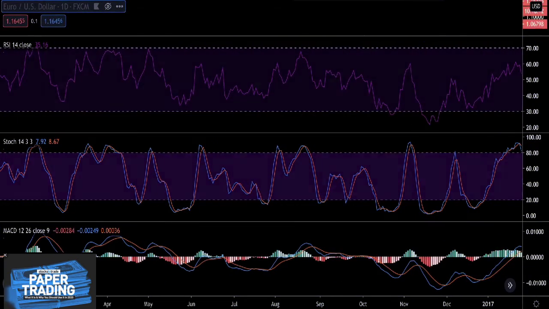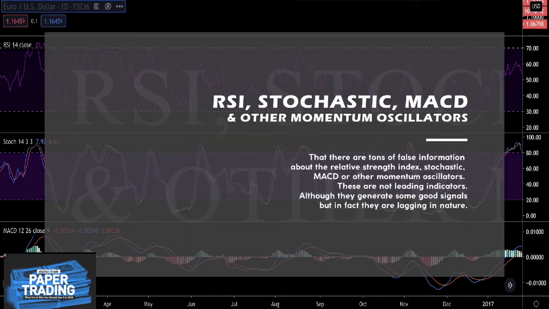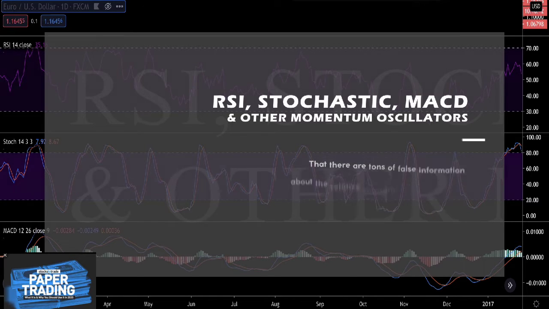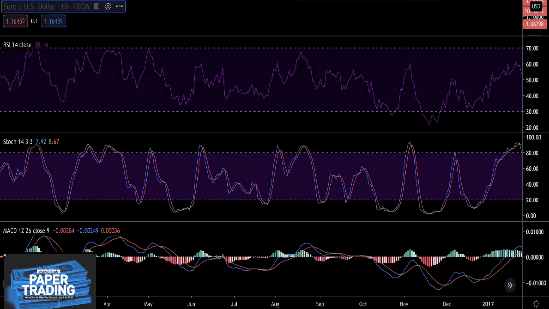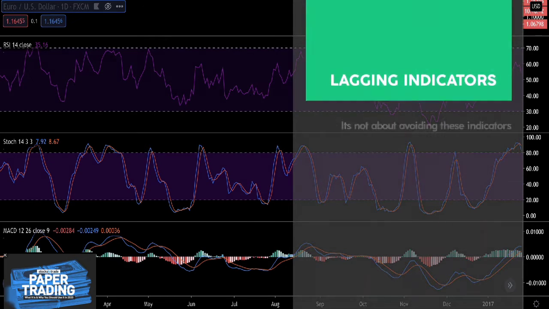Now, since we are on the topic of lagging indicators, I wanted to point out that there is tons of false information about the relative strength index, stochastic, MACD or other momentum oscillators. These are not leading indicators. Although these indicators are powerful and do generate a lot of good signals when applied correctly, they are merely a reflection of what price has already done. They do not lead prices.